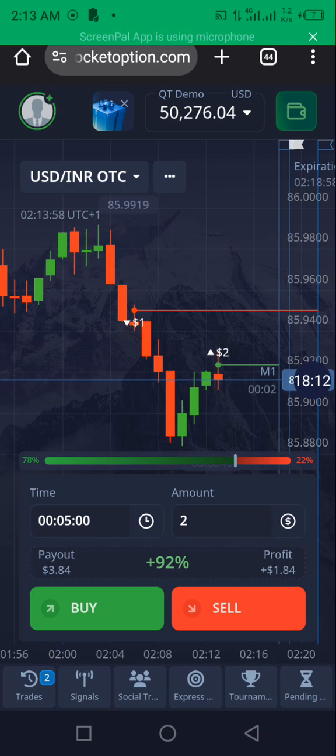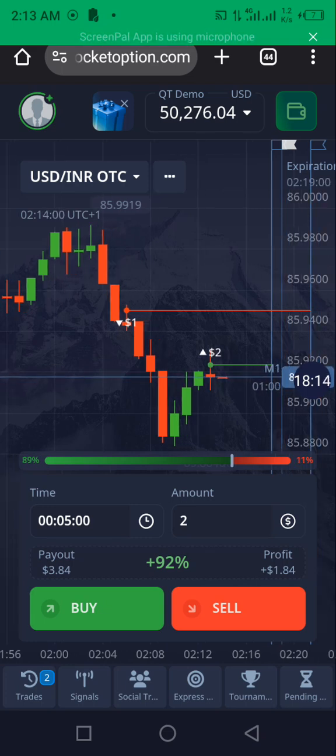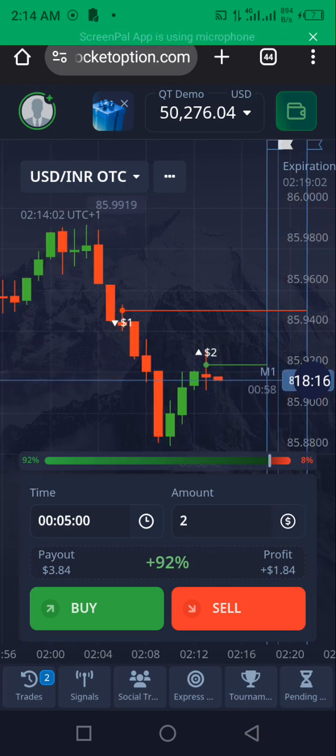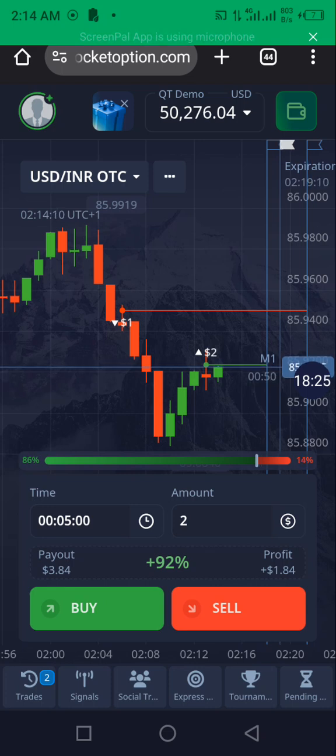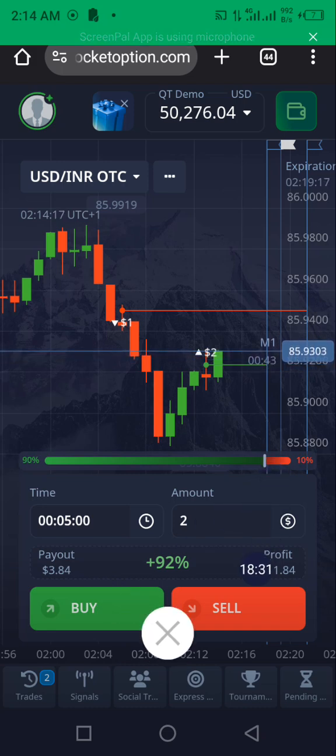I believe with this little tutorial you will be able to understand properly and be able to trade any kind of signals we are being given. So this is just a simple way. When it says buy, you click on the green button. When the signal says sell, you click on the red button.